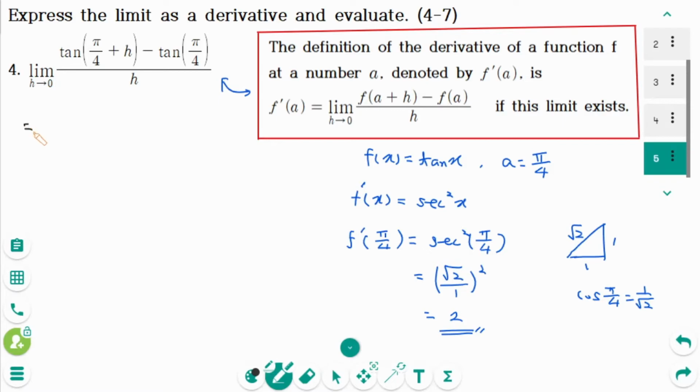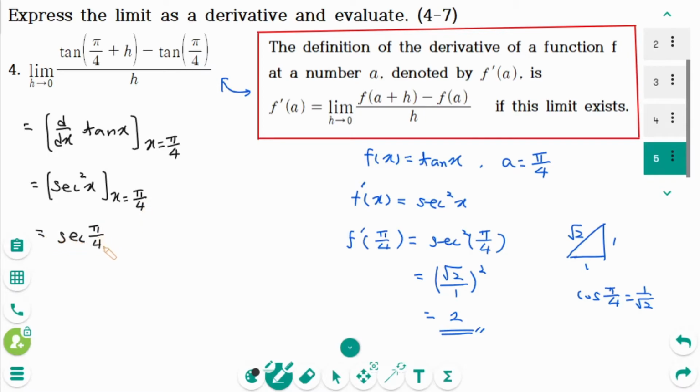Or we can rewrite as d dx of tangent x when x equals pi over 4. Then tangent x prime equals secant squared x when x equals pi over 4, then secant pi over 4 squared equals square root of 2 squared, which is 2.